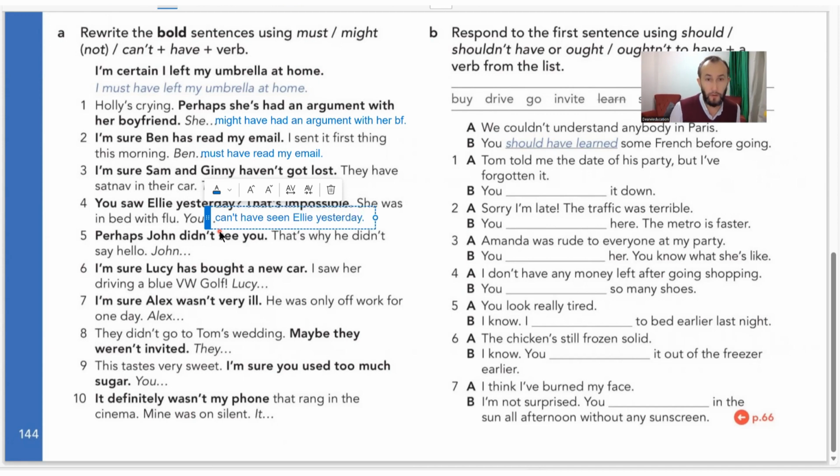I write like, ah, you can't have seen her yesterday. Yeah. Okay. That's good. You can't have seen her yesterday. Very good. As long as we take the modal part correct, that's what I'm after. You can't have seen Ellie yesterday. Good. Let's go on again.